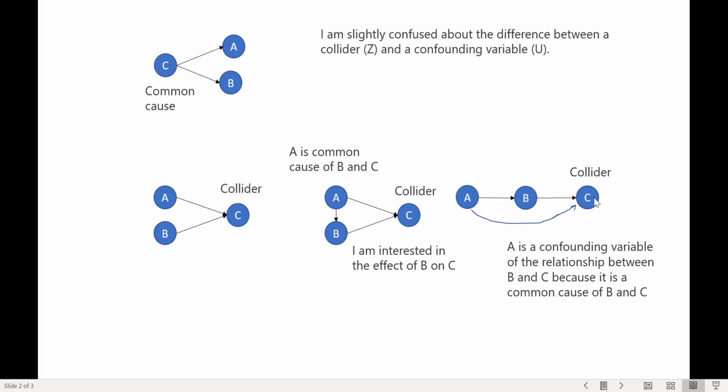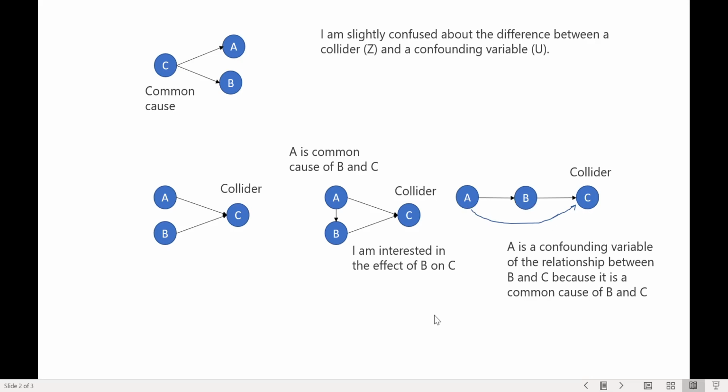And again, if we are interested in the relationship between B and C, I want to know how strong the causal effect of B on C is, but that will be affected by A, which is a confounding variable, because A is a cause of the two variables I'm interested in. It's a cause of B and it's a cause of C.